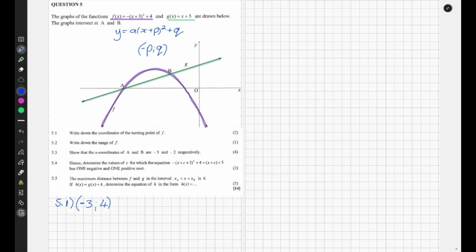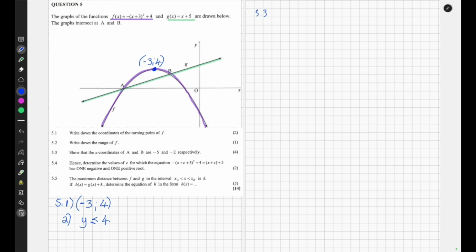Write down the range of f. Now I can see it's a sad parabola, and I know that the turning point, which would be located there, would be at minus 3 and 4. So remember, the range tells me read from the bottom to the top. How far does this graph go up? It does not go past 4. So the answer would be y is smaller or equal to 4.